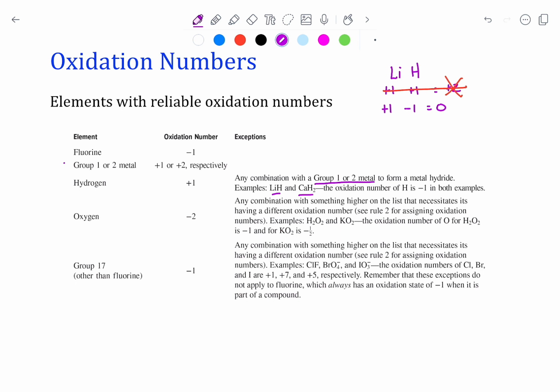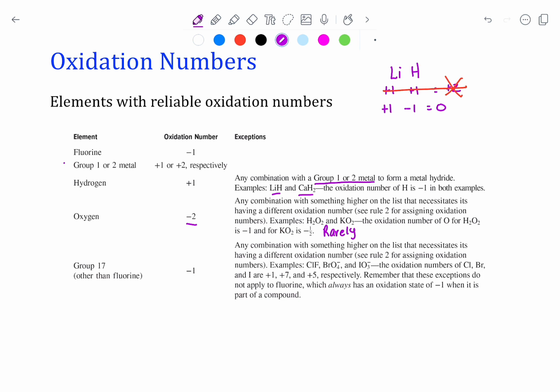The only exceptions to this is if we have any combination with something higher on this list that follows Rule 2 of our assigning oxidation numbers. And this would specifically be for peroxides or KO2, something along those lines. But we will rarely see these examples at this level of general chemistry. You'll probably see these more so in general chemistry 2 when we talk about oxidation reduction reactions in terms of electrochemistry. So for what we're doing here, we will always assume that oxygen has a -2 for its oxidation number.